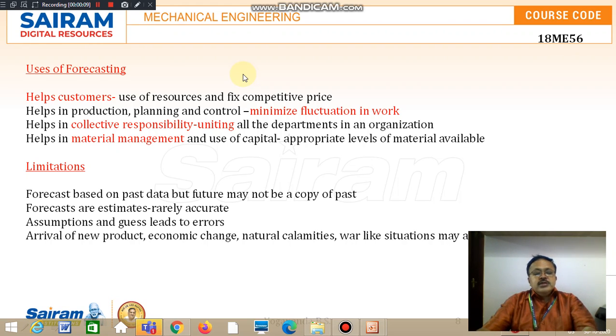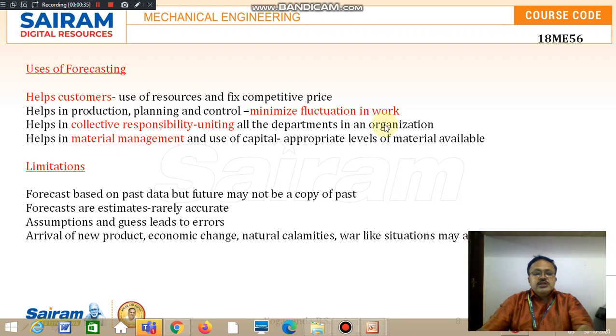As we discussed in the earlier class, forecasting helps in production planning and control so that there will not be too many fluctuations, and all the departments will work in unity. So it helps in collective responsibility. It also helps in material management and in deciding how much capital is required.